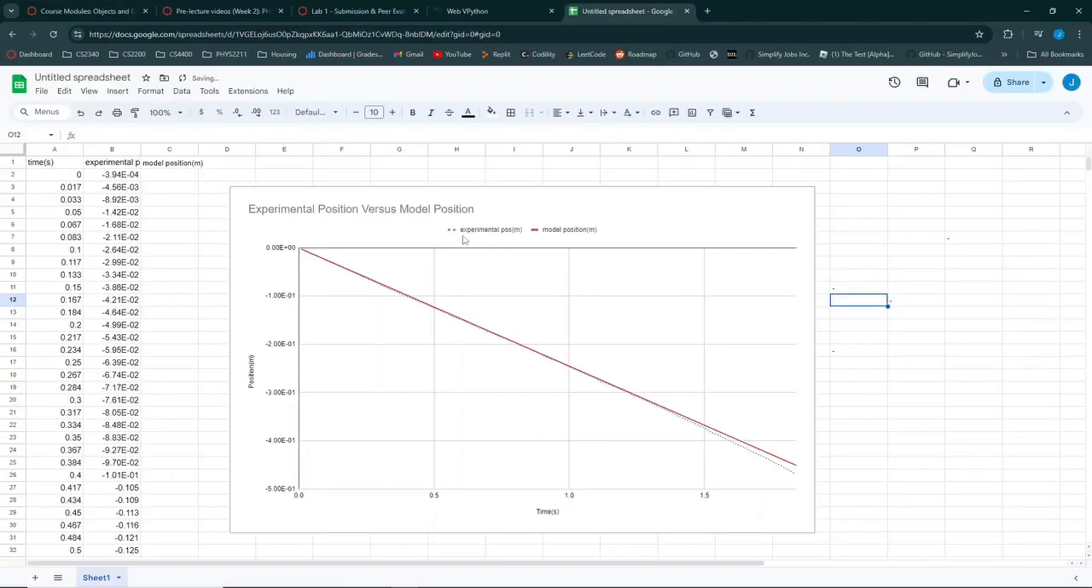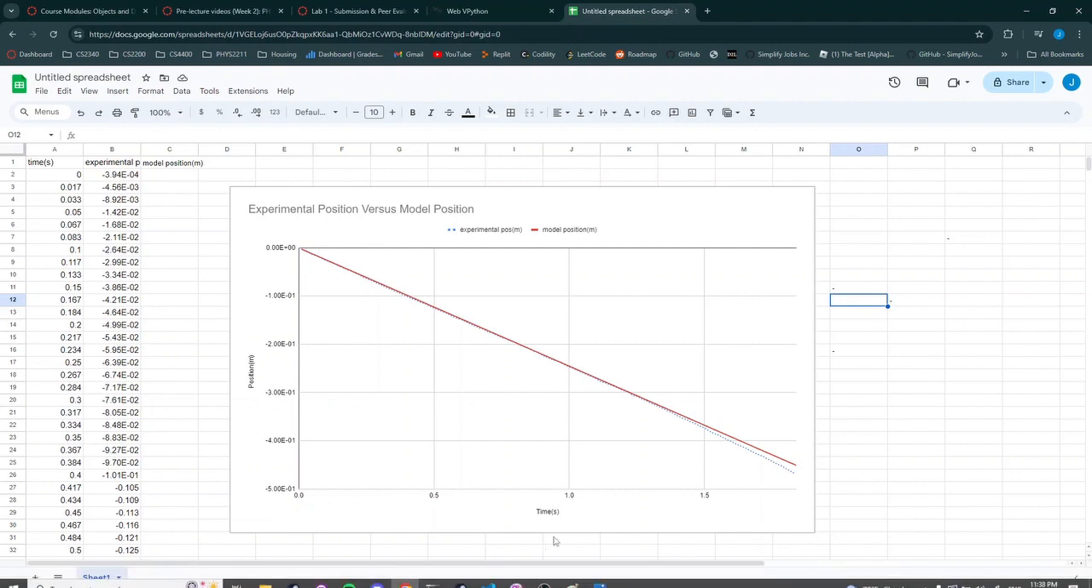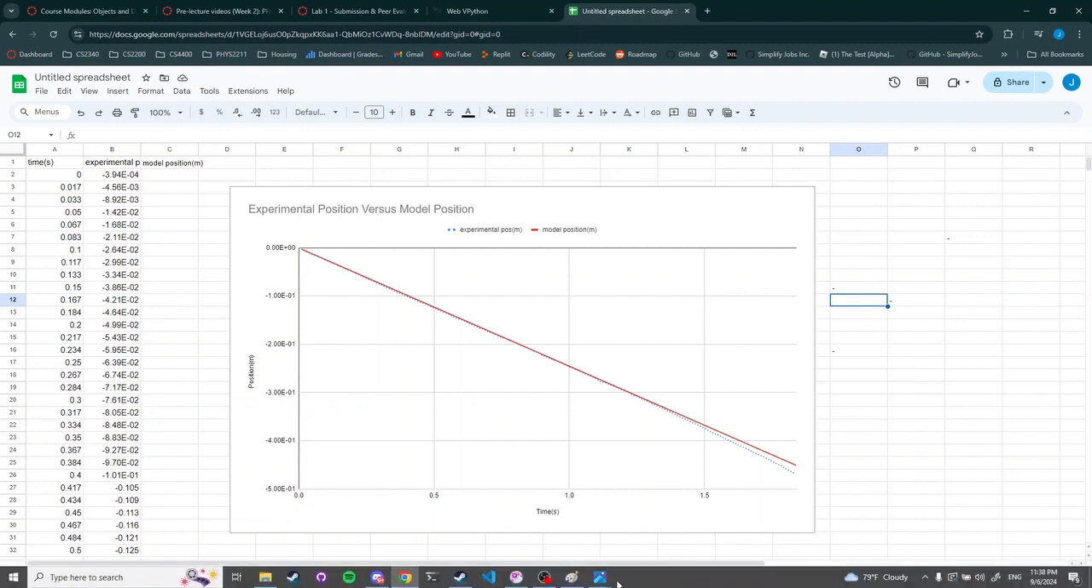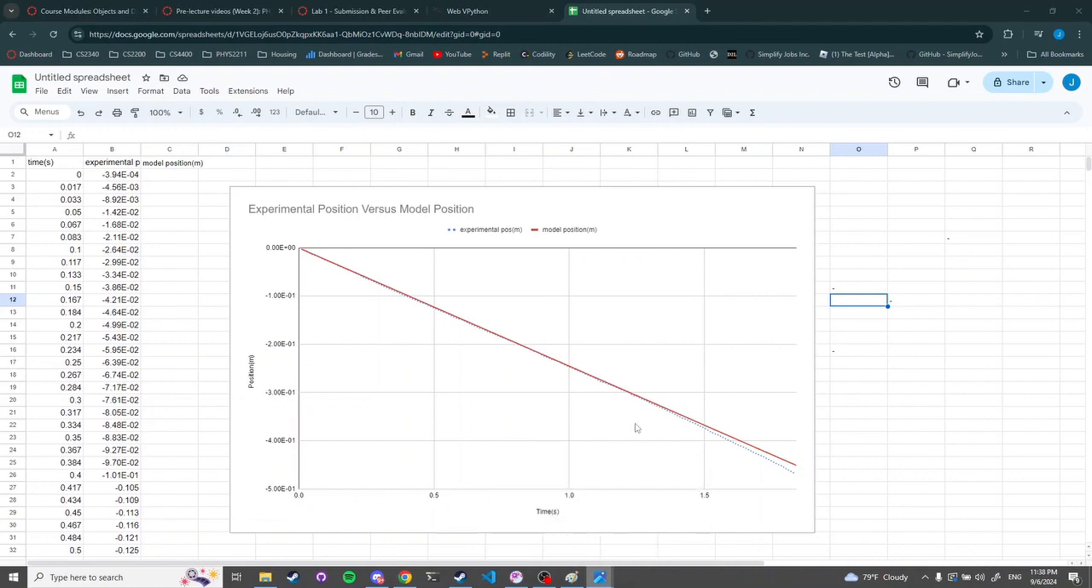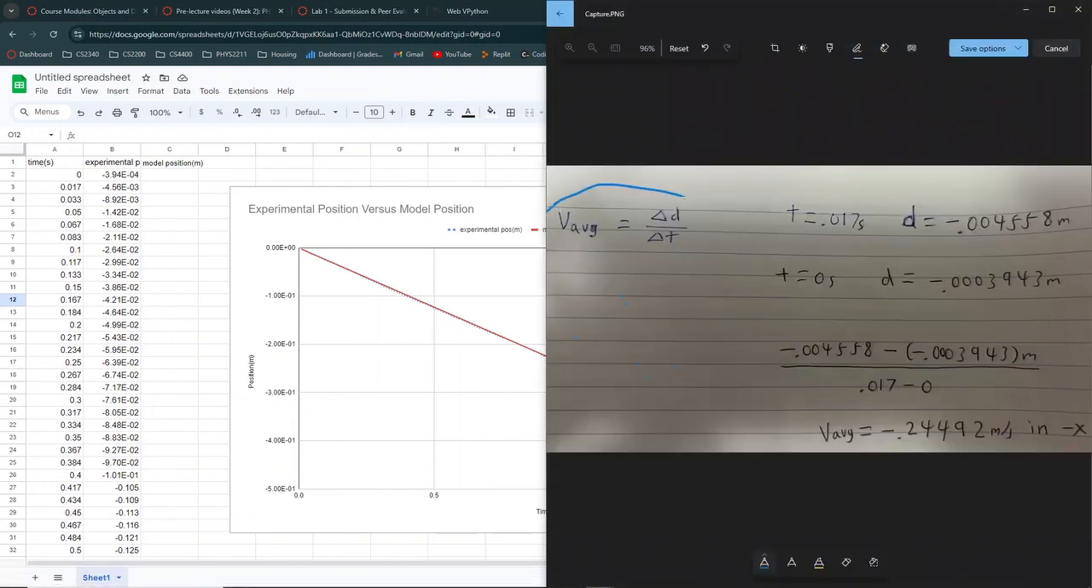If you plot both the experimental position data and model position data onto a position by time graph, you'll see that they're both linear. Position changes over time linearly. Why is this? It's because there's no force acting on the system. As you remember from earlier, in the velocity update formula, because there's no force acting on the system, all this is zeroed out and velocity is constant. And because velocity is constant, the change in x over the change in time is always constant and linear.